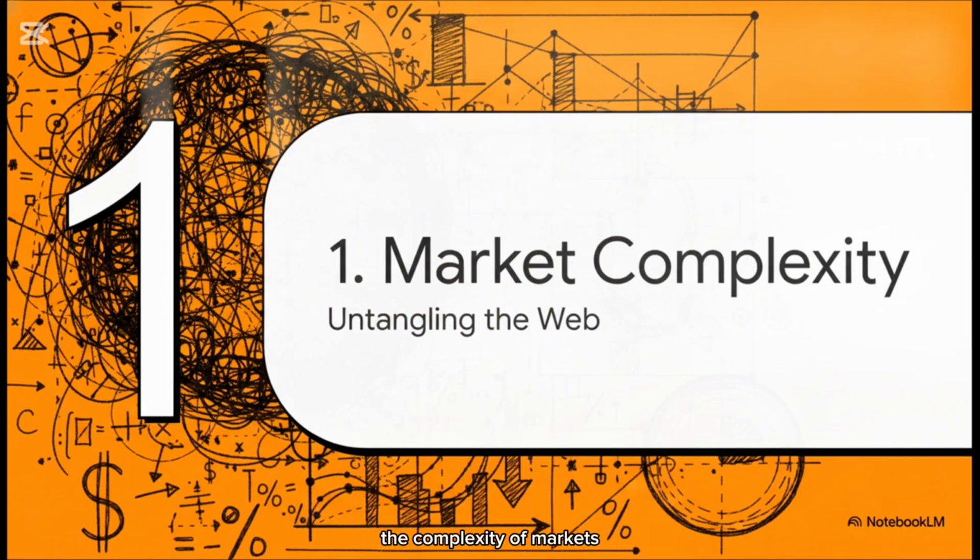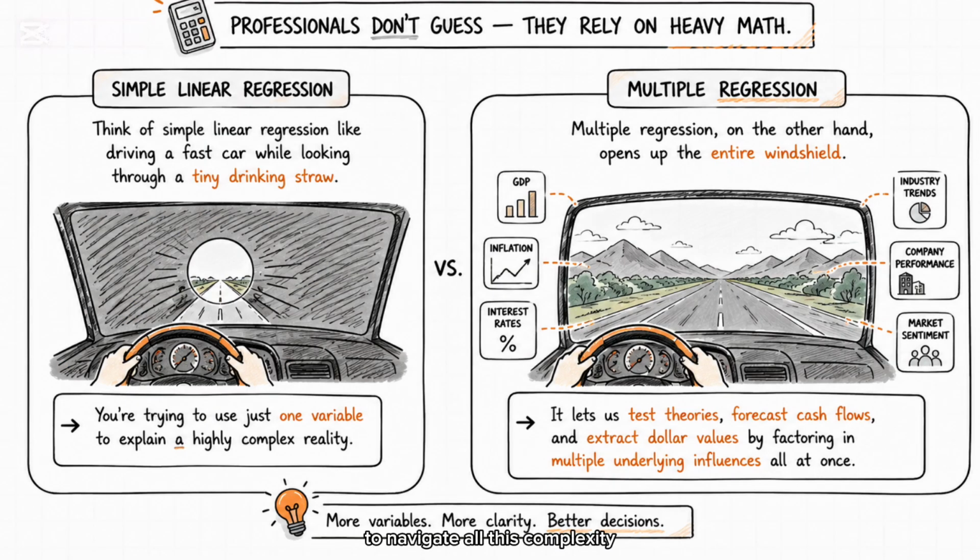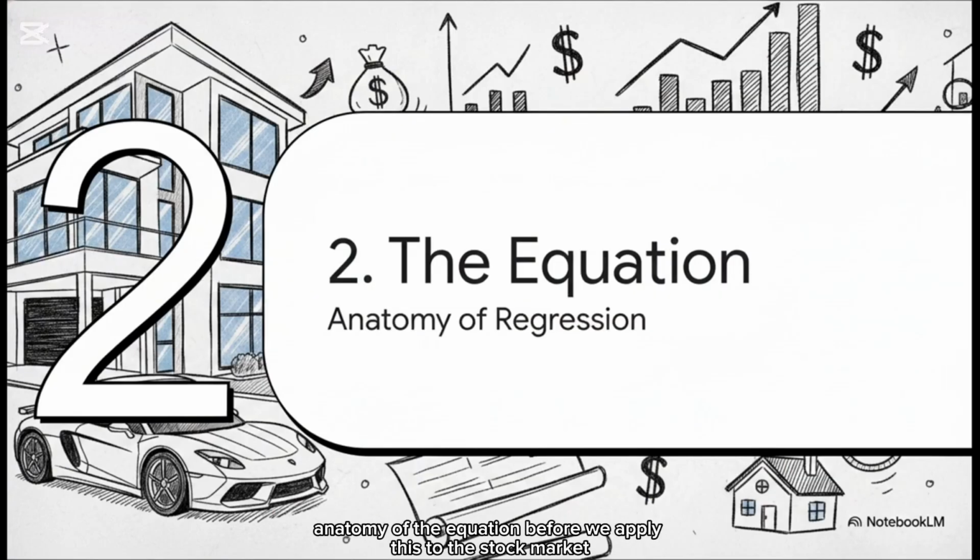Section 1. The complexity of markets. To navigate all this complexity, professionals don't guess. They rely on heavy math. Think of simple linear regression like driving a fast car while looking through a tiny drinking straw. You're trying to use just one variable to explain a highly complex reality. Multiple linear regression, on the other hand, opens up the entire windshield. It lets us test theories, forecast cash flows, and extract exact dollar values by factoring in multiple underlying influences all at once.